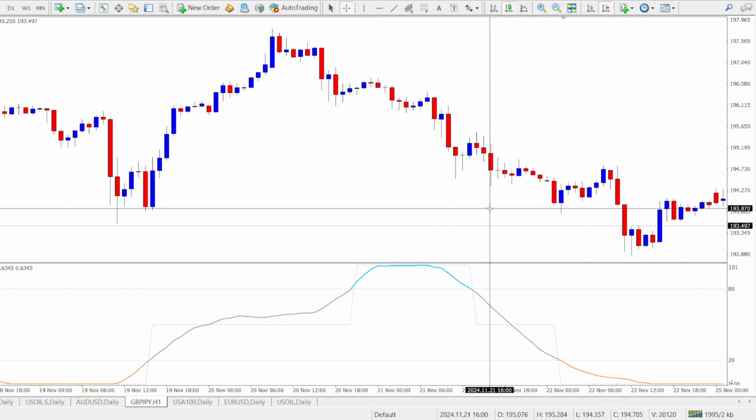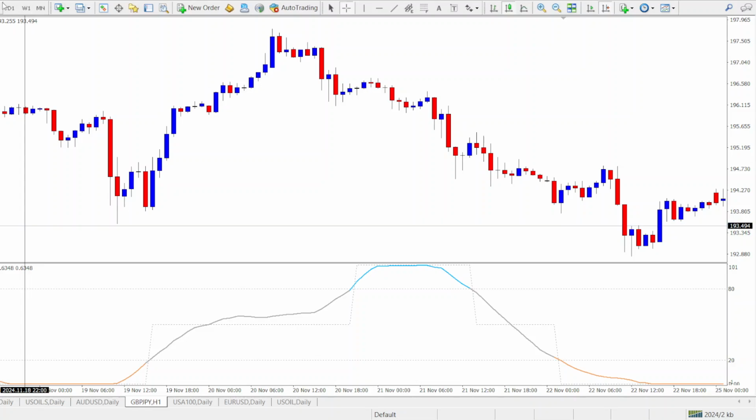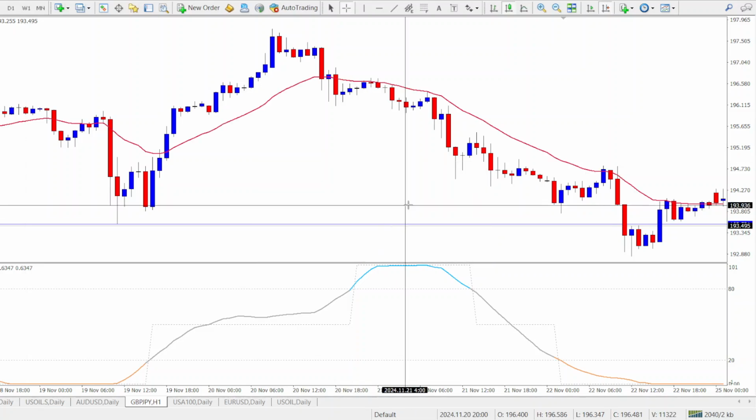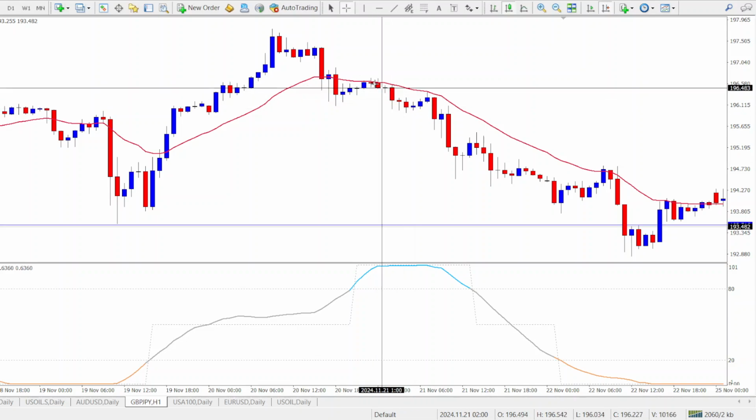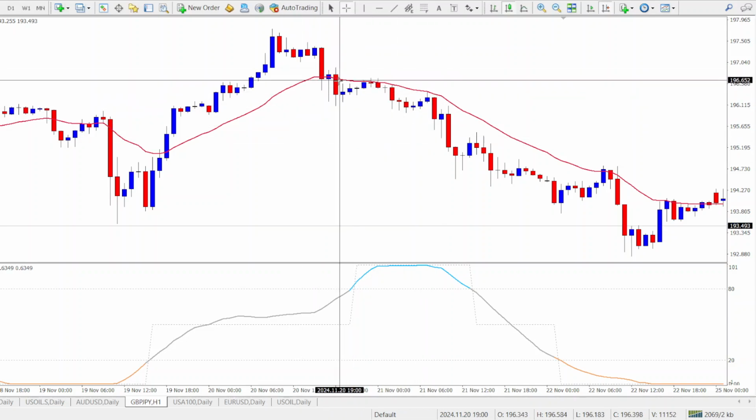If you want to exit, I will recommend using other indicators to confirm or using resistance levels. For example, you can decide to add the moving average indicator. You can use that to exit. For example, when the price drops below the moving average, you can exit your buy trade.